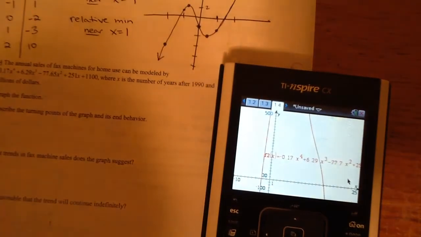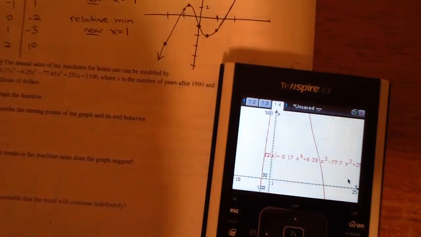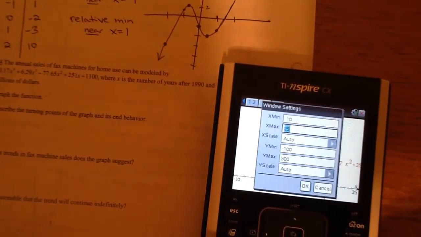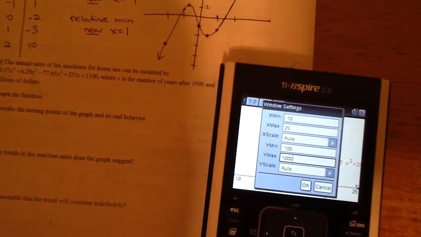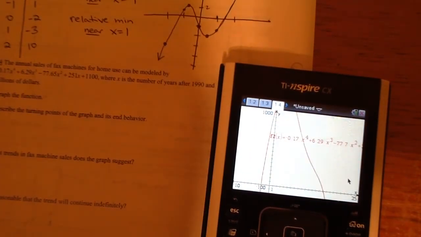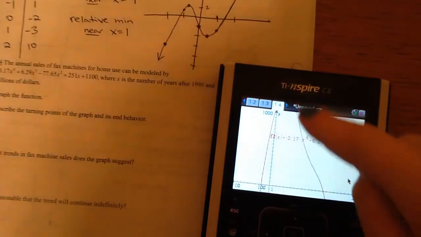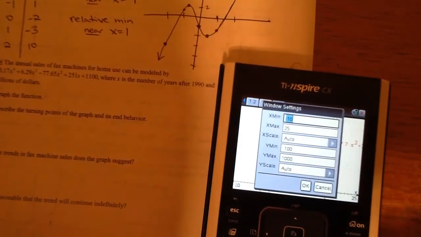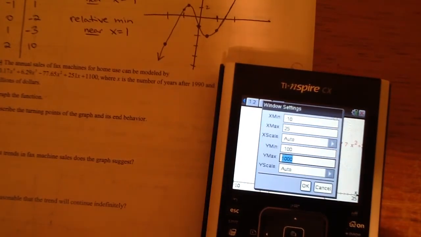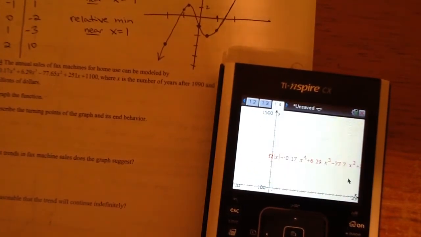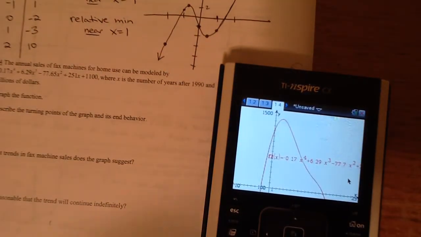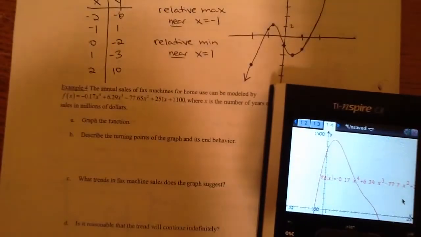Okay, still not a great picture. All right, so let's see if we can go even higher than that. So now the only thing we want to change is that y max. Let's try 1,000. Hopefully this is our last one. No, still not our last one because we can't see where that high point is. So let's, one more time, try 1,500. Please work. There we go. Now we can see that high point right there. And so that is when fax machine sales were at their maximum, and then as you can see, they are clearly declining after that. So part A, graph the function.